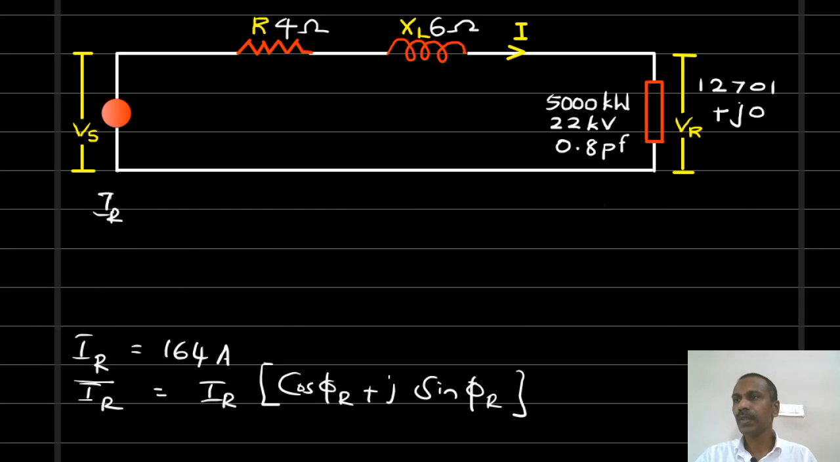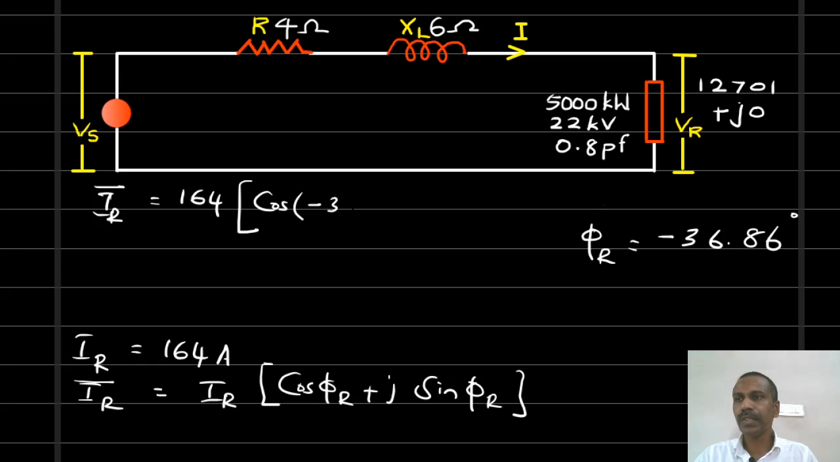So IR equals, here phi r, from this power factor we can find out the receiving end phase angle. It is equal to 36.86 degrees. As the load is lagging power factor nature, you have to give minus sign. So it is equal to 164 into cos minus 36.86 plus j sine minus 36.86.